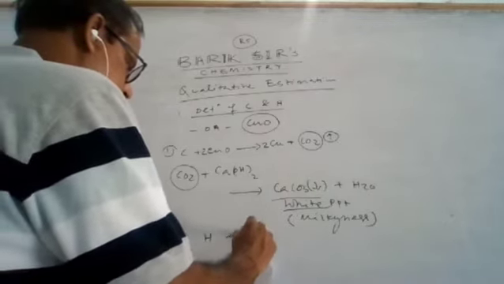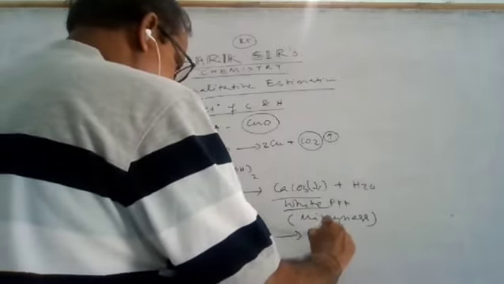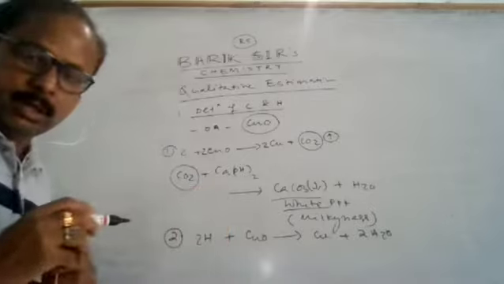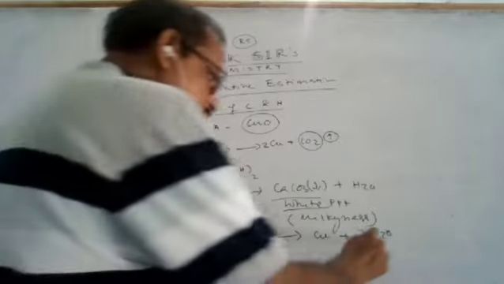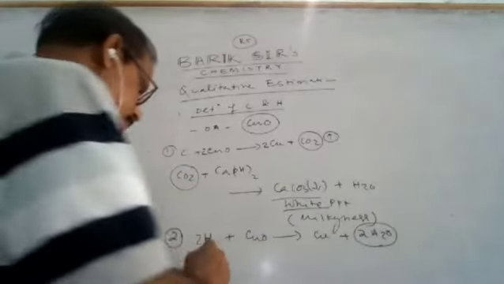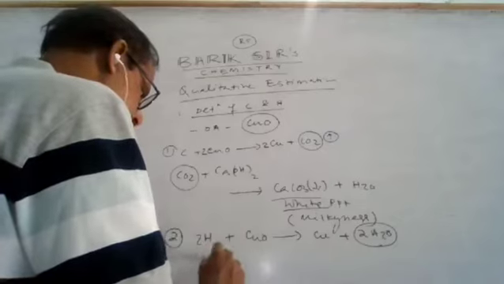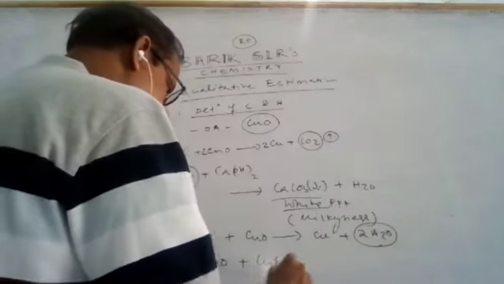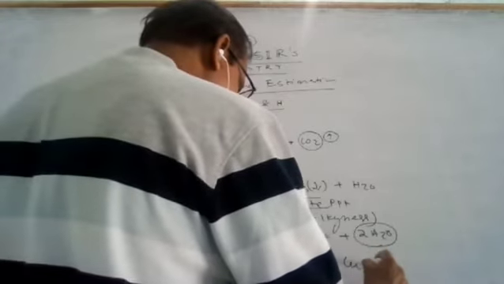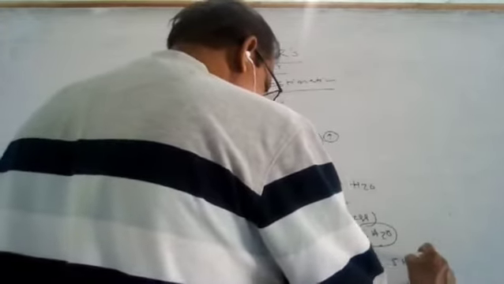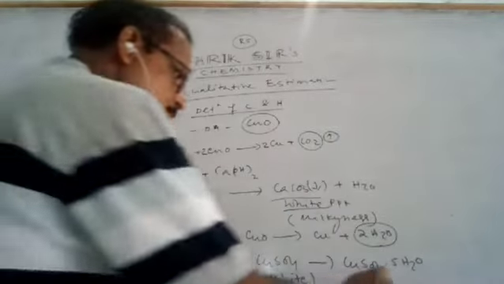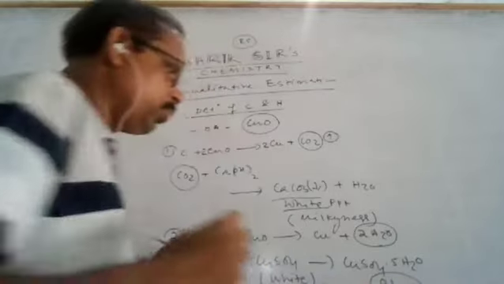If hydrogen is present, when the compound is heated with copper oxide, it is converted to copper plus 2H. That is the equation. Whether water is formed is the test for hydrogen. This water, when it reacts with white copper sulfate, converts it to copper sulfate pentahydrate, CuSO4·5H2O, which is blue. So it is the conversion of white to blue.